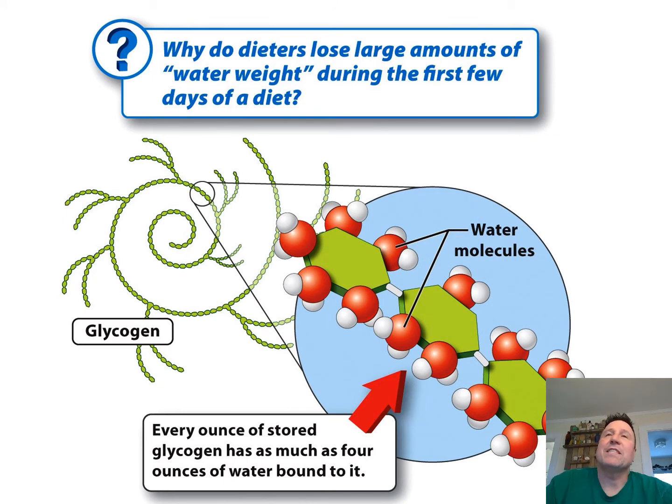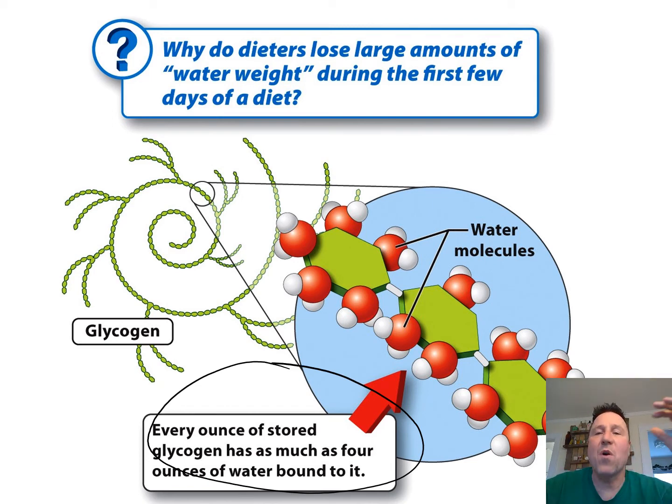Interestingly, whenever you go on a diet, you're all excited because you lose so much in the beginning, but then you plateau and you get disappointed. And a lot of that initial weight loss is water loss because every ounce of glycogen has 4 ounces of water. So you get rid of that, you're going to lose the water early on. And then it gets tougher when you start breaking down the fat.